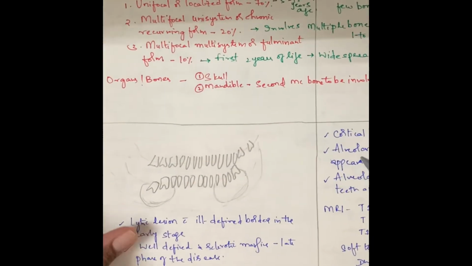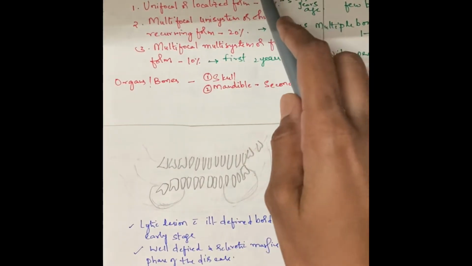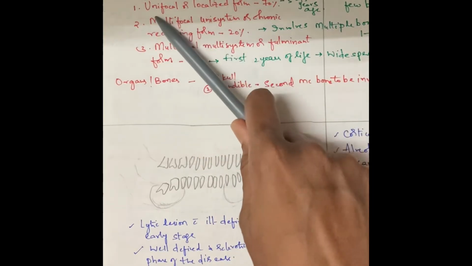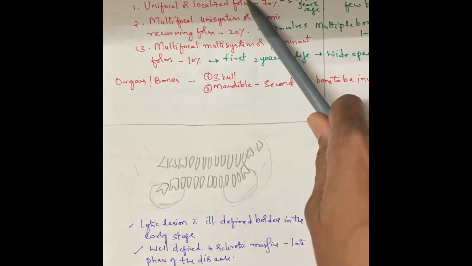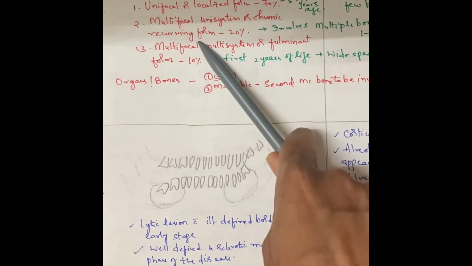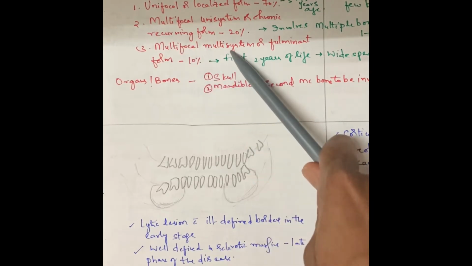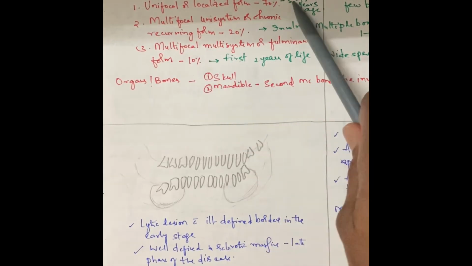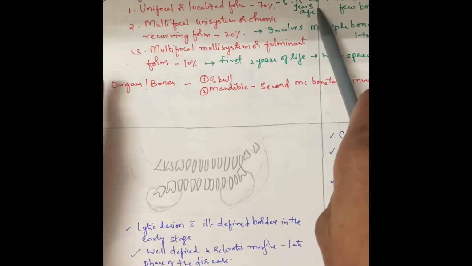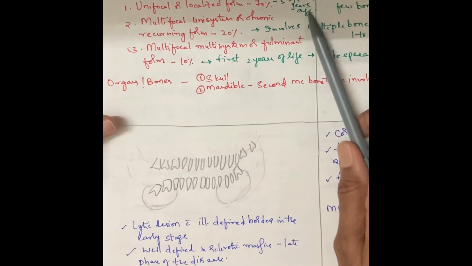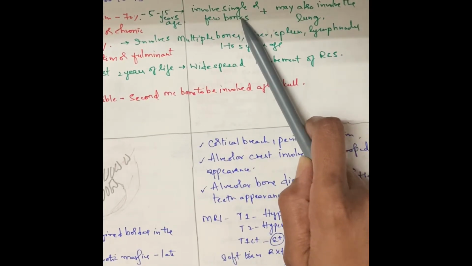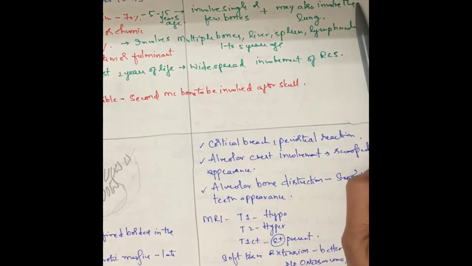Coming to LCH, Langerhans cell histiocytosis. It has three types of presentation. It can be unifocal or localized form; multifocal, unisystem or chronic recurrent form; or multifocal, multisystem or fulminant form. Most common is the unifocal or localized form. Mostly it occurs at 5 to 15 years of age, and it involves a single or a few bones, and may also involve the lung.